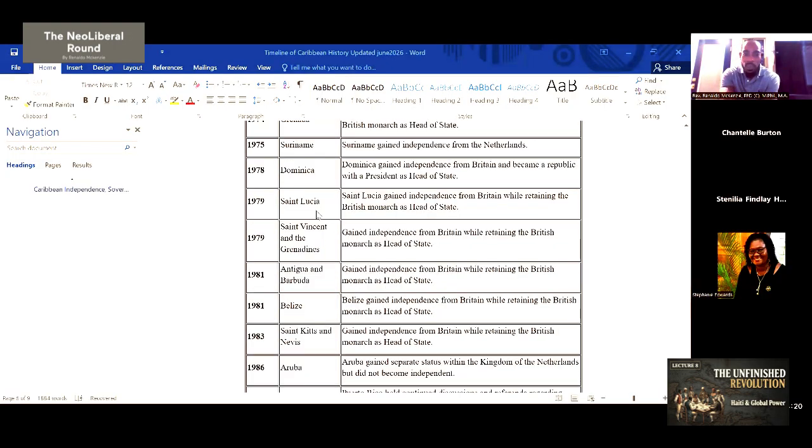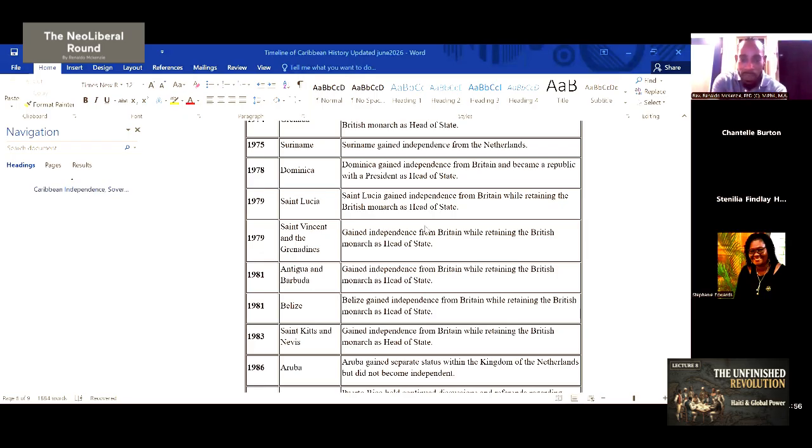1979, Saint Lucia gained independence from Britain while retaining the British monarch as head of state. Saint Lucia also has a patois, and they have a group of people that speak a French kind of patois, because the French at one time controlled Saint Lucia. So their culture is kind of interesting. Just as Jamaica had the Spanish and then the British, St. Lucia was British and then French, which is quite interesting.